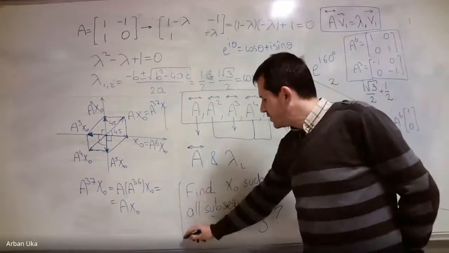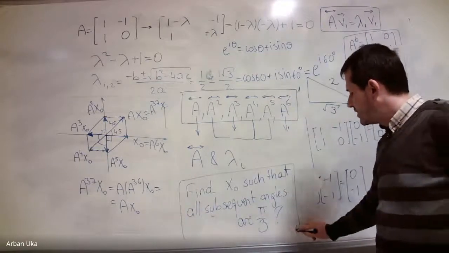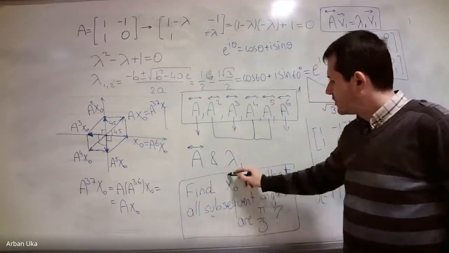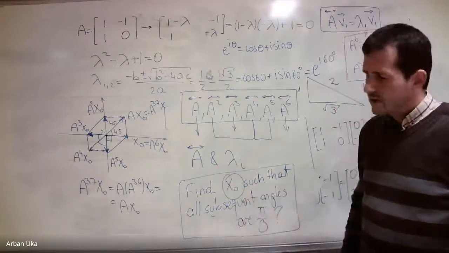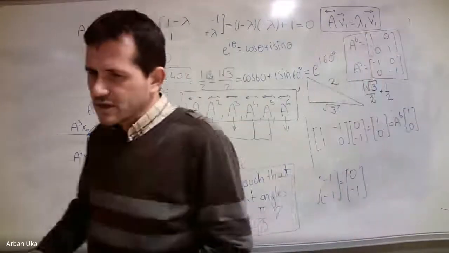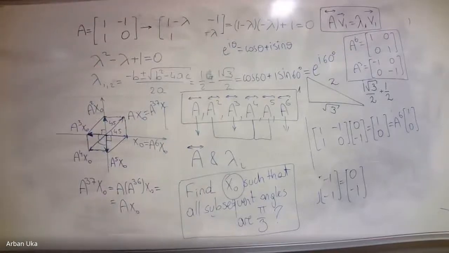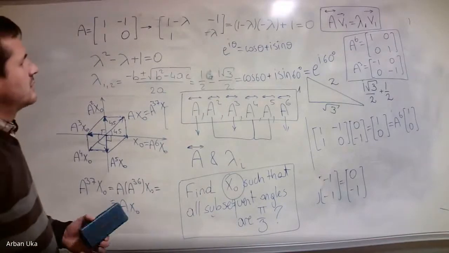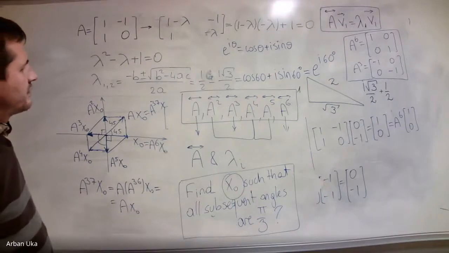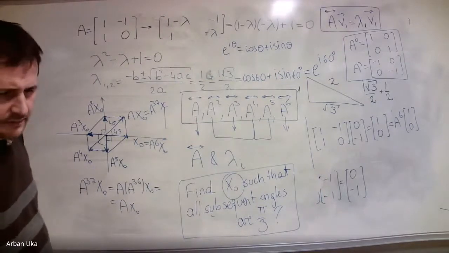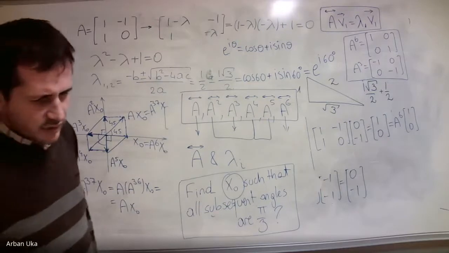But could it be that these angles might be different if we don't have an input of 1, 0? We started with 1, 0, I believe, and this is what we got. Okay, so this was just a small exercise.